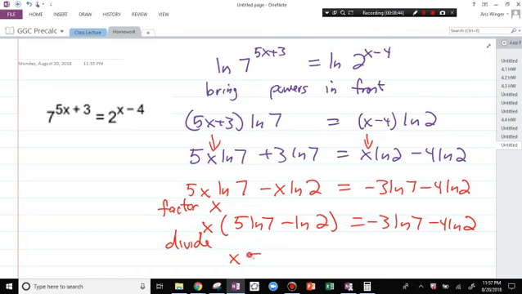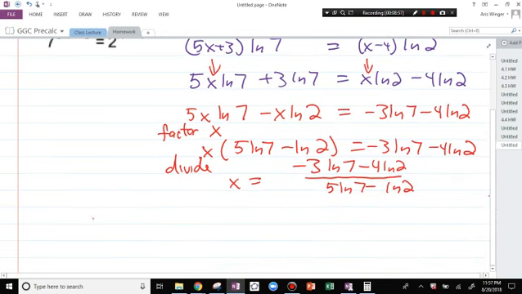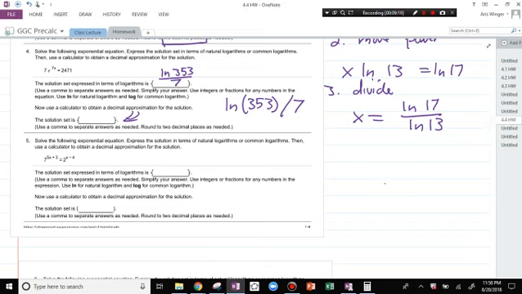Right, so then x is the super ugly minus 3 natural log of 7 minus 4 natural log of 2 all over 5 natural log of 7 minus the natural log of 2. And when we start thinking about how to enter that into the calculator, we're talking about parentheses minus 3 ln 7 minus 4 ln 2 close parentheses slash parentheses 5 ln 7 minus ln 2. That's how we put it literally in the TI calculator. And then you probably need to round that to 2 decimal places.